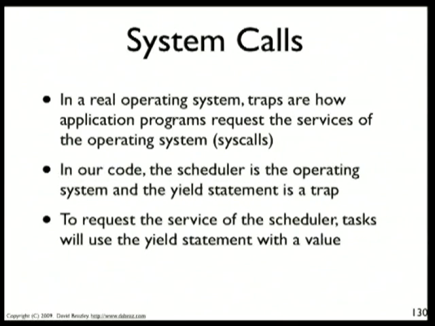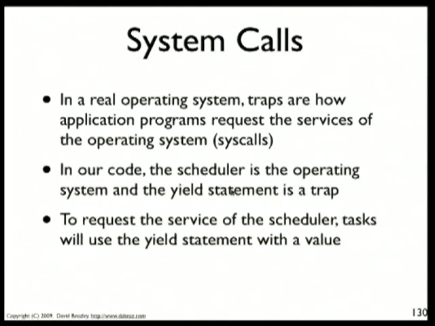So in our little scheduler here, the scheduler that I wrote is the operating system. It's basically running tasks, saying you run, now you run, and so forth. So that scheduler is essentially the OS, and the yield statement is the trap operation. One question you could ask is, how could a task request a service from the scheduler? Like, how could a task ask the scheduler, put me to sleep, or something like that?